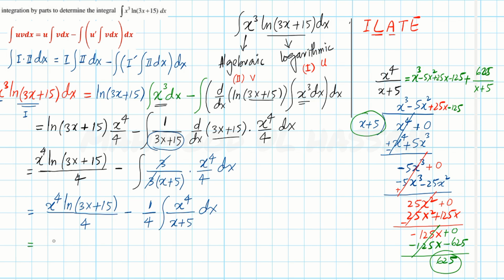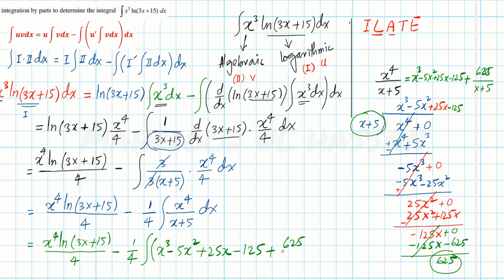So this is going to be x^4 natural log of 3x + 15 divided by 4, minus 1 upon 4 the integral of x^4 divided by x + 5, that can be written as x^3 minus 5x^2, then plus 25x, then minus 125, then plus 625 divided by x + 5, into dx. Is it okay?